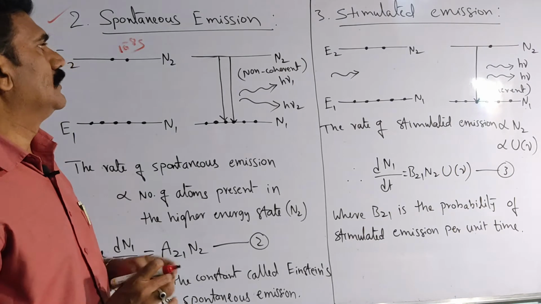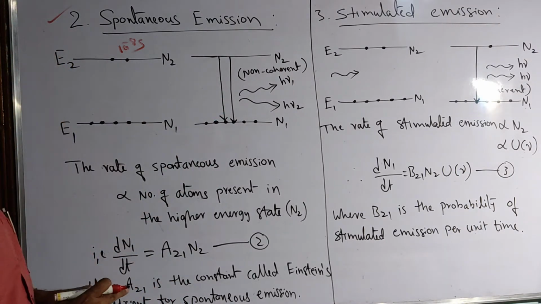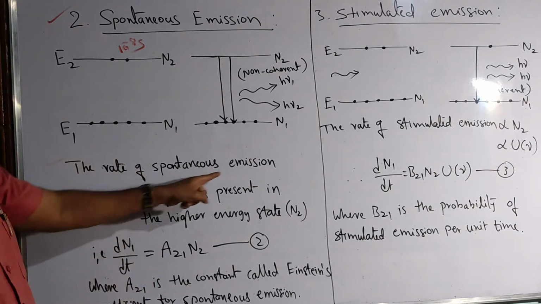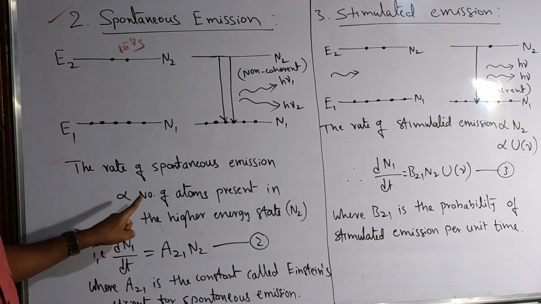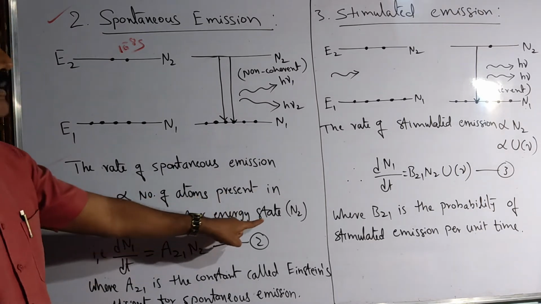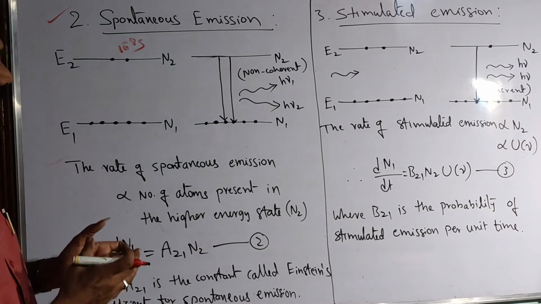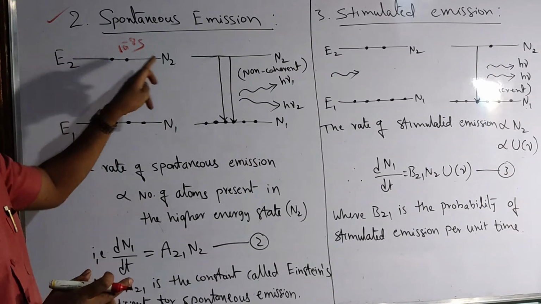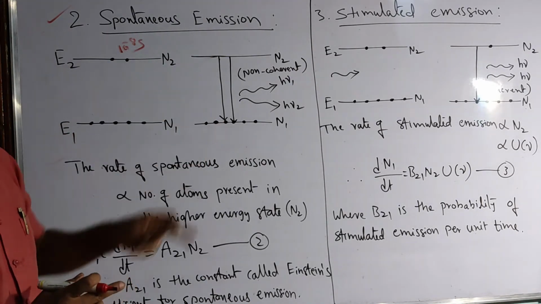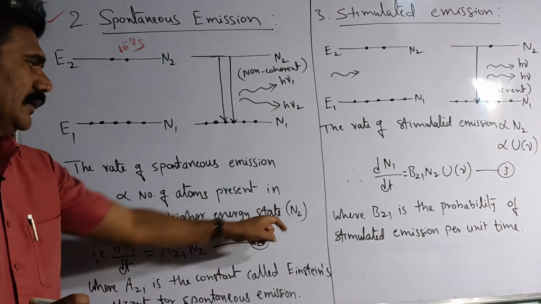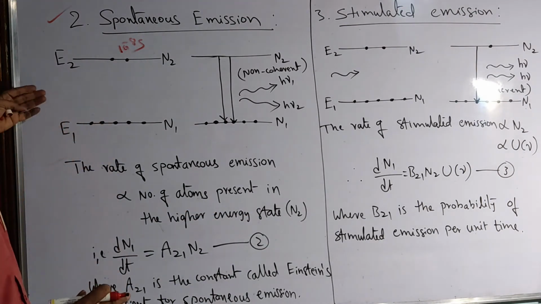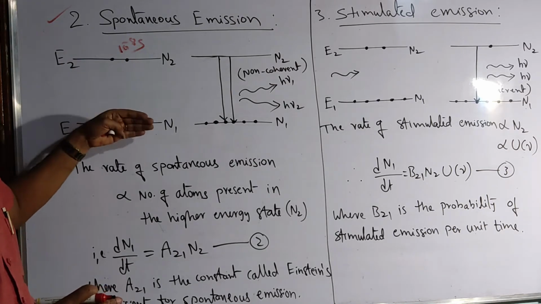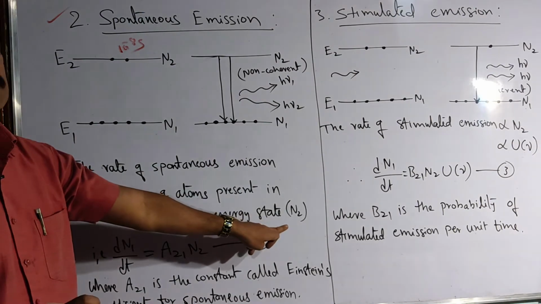Clear? Now in this mechanism, on what factors does the rate of spontaneous emission depend? Write down that the rate of spontaneous emission is directly proportional to the number of atoms present in the higher energy state. How many atoms are excited and present in the excited state, that is N2; depending upon that number of atoms N2 in E2, this spontaneous emission rate depends. That is one point. Secondly, there is no incident radiation at all here. The atoms are undergoing the transition by themselves, and hence we can say it depends only on N2, that's it.